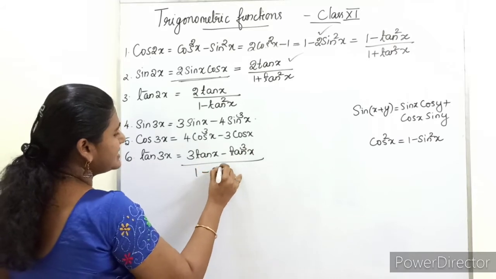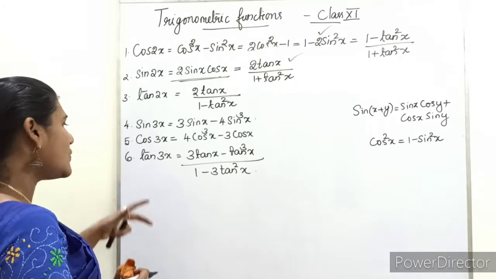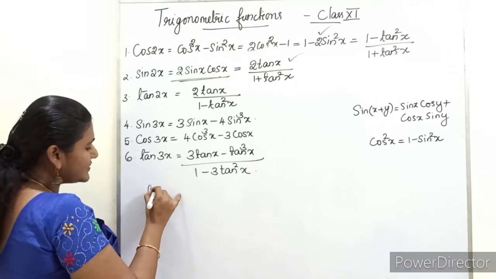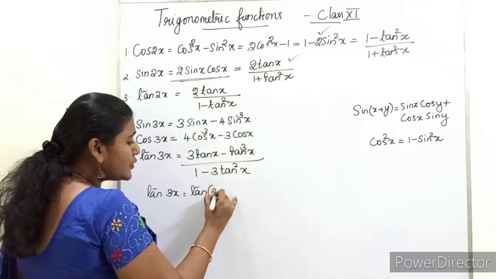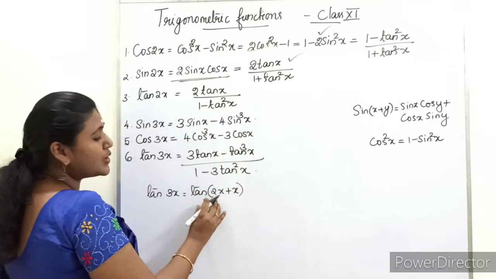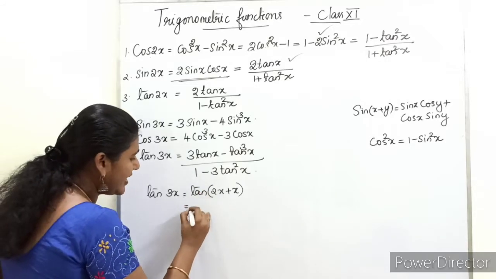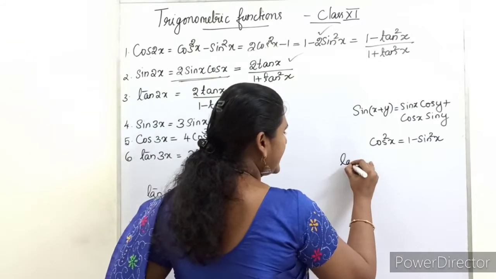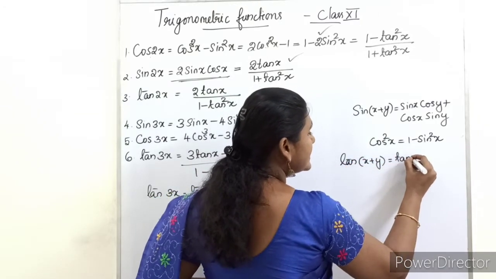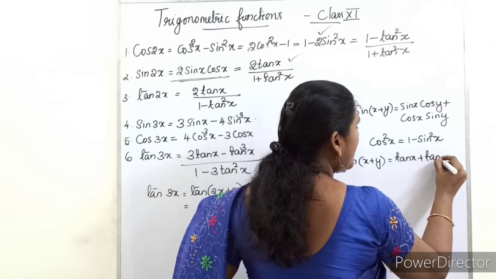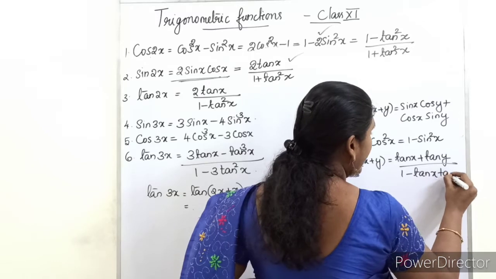divided by 1 minus 3 tan square x. So this is the formula for tan 3x. Here also you can derive this formula by taking tan 3x, which you can write as tan of 2x plus x. Again you have to use the tan x plus y identity. So what is tan x plus y? It is equal to tan x plus tan y divided by 1 minus tan x tan y. So this is the formula for tan x plus y.